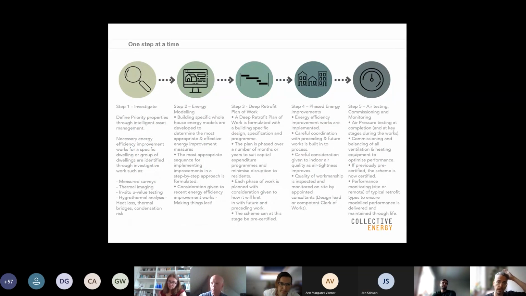We've identified, in line with what PAS 2035 describes in its guidance, a step-by-step approach to delivering a retrofit. The first step is to carry out extensive investigative work. The second is to conduct extensive energy modeling, plan your deep retrofit, and then implement your phased energy improvements. At the end of that, you come back and carry out your testing, commissioning, and monitoring to make sure that the as-designed performance is being delivered through the build.